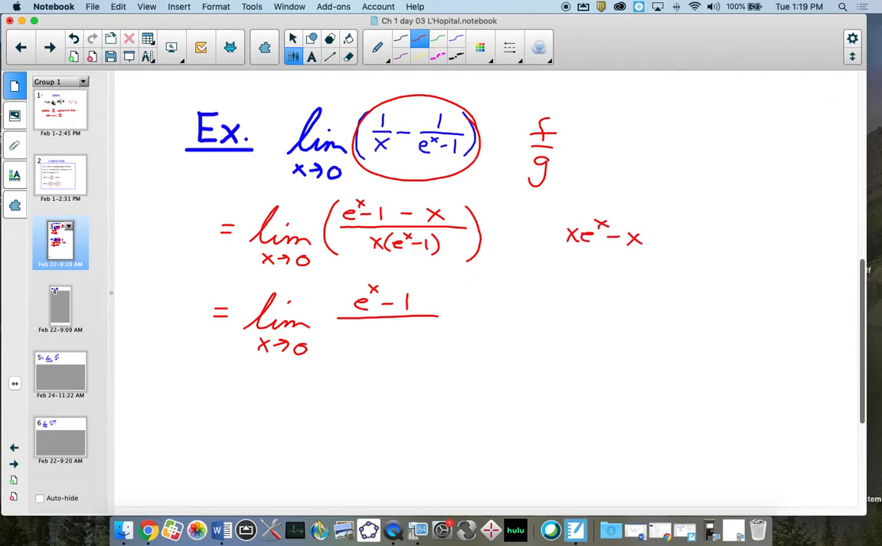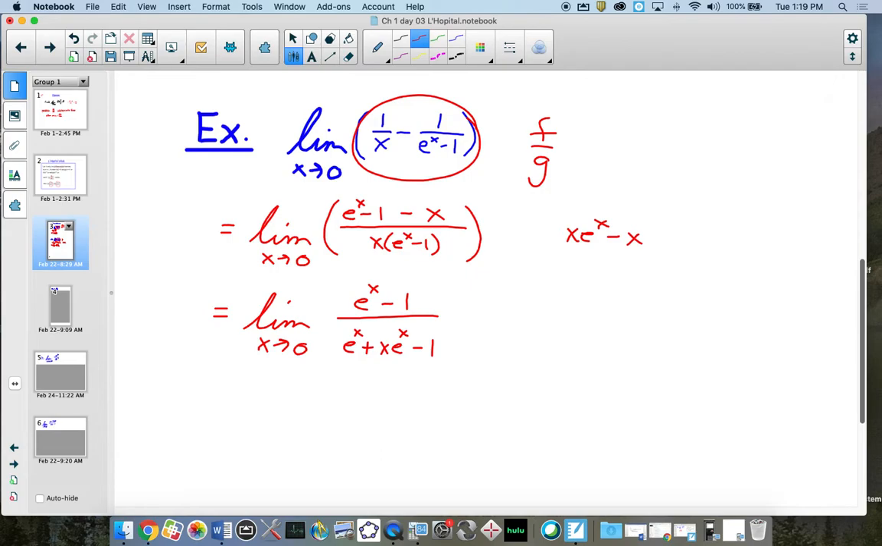x, I'm going to have to use the product rule for the first part. So derivative of x is 1 times e to the x plus x times the derivative of e to the x, and then minus x, so minus the derivative of x, which is 1.